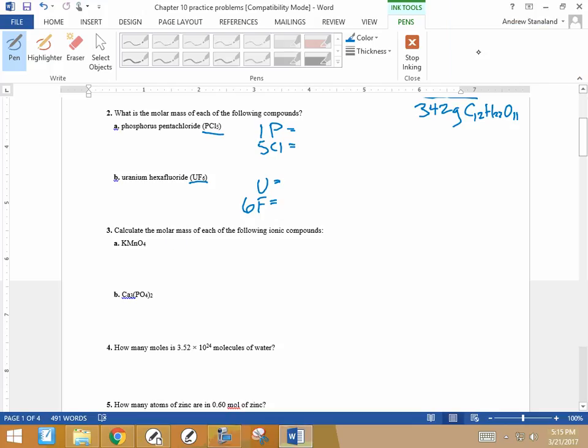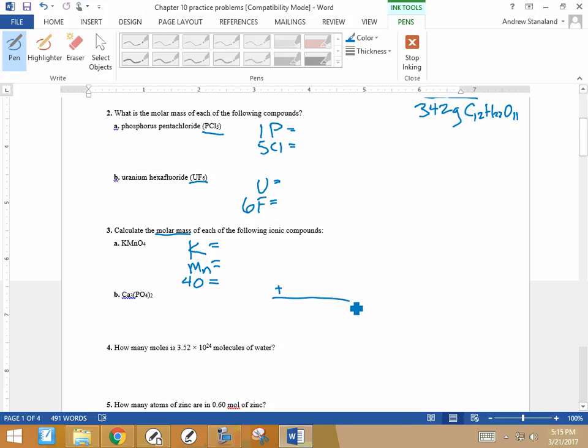Again, on 3, we're doing molar mass. We're talking about potassium manganate. And again, that's 1 potassium, 1 manganese, and 4 oxygens. And you're just going to work it out and add them together to give me the molar mass.